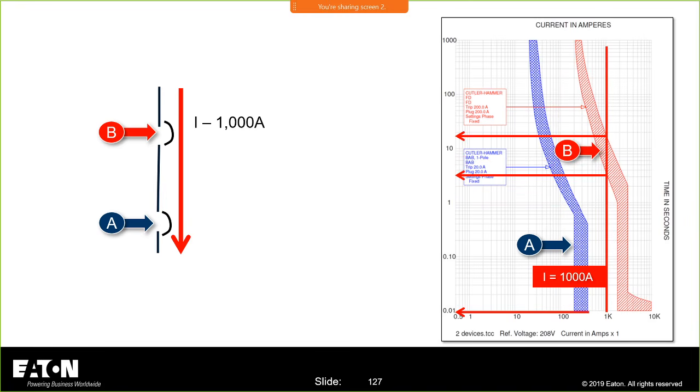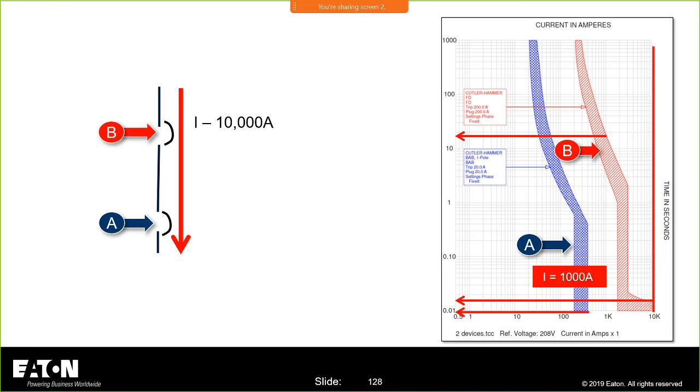Now, if my fault current increases to 1,000 amps, I know my circuit breaker downstream is going to trip instantaneously without an intentional delay. That's going to go instantaneously, but my upstream breaker is going to take anywhere from about 3 seconds to 10.8 seconds to trip. So I know I am selectively coordinated at 1,000 amps.